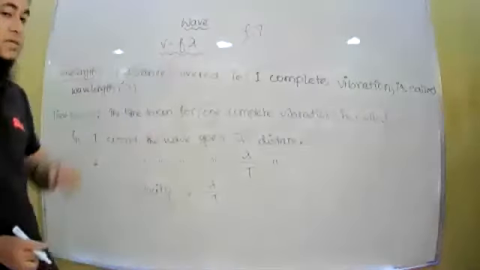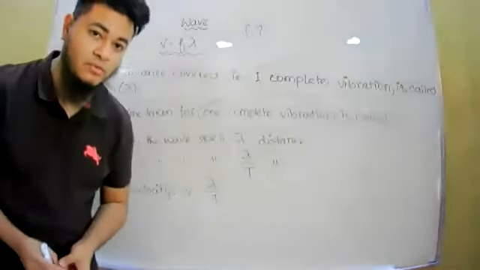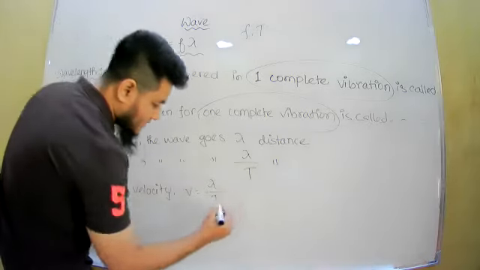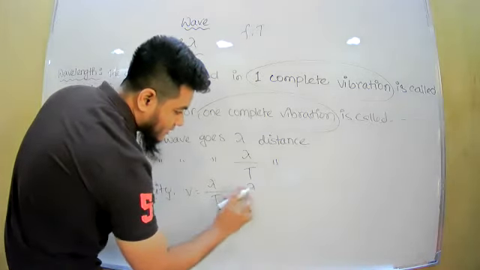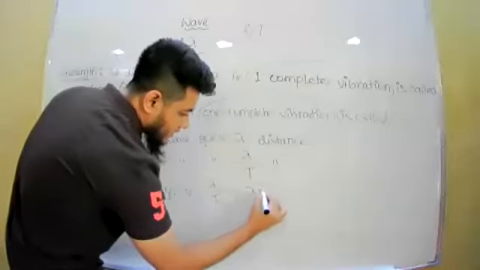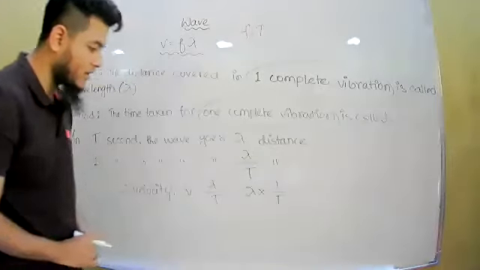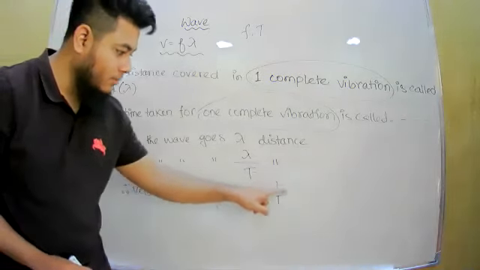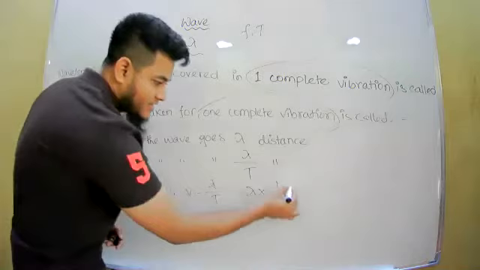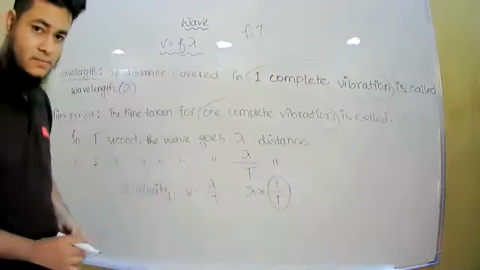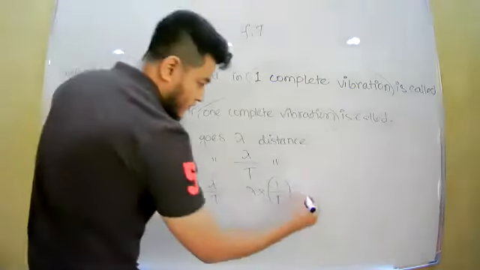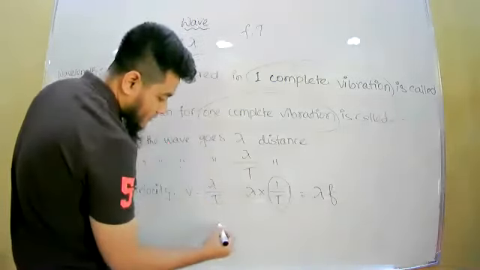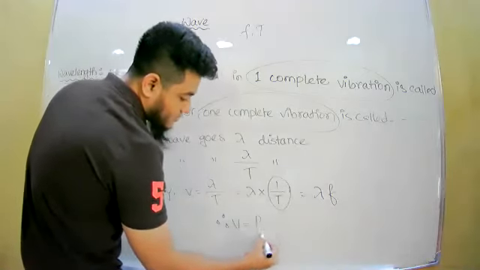But we have not yet reached our target. V equal to f lambda we have to prove, we have proven V equal to lambda by T. This lambda by T, can it be written like this? Lambda into 1 by T. If I want I can write it this way, right? Lambda into 1, ultimately it will become lambda by T. So what is the target of writing it this way? 1 by T, does this remind you of anything? F is equal to 1 by T. Very good, so lambda into f, so V is equal to f lambda. We have reached our target.